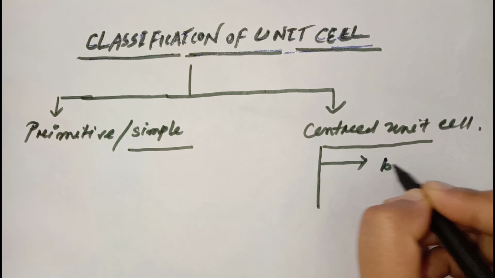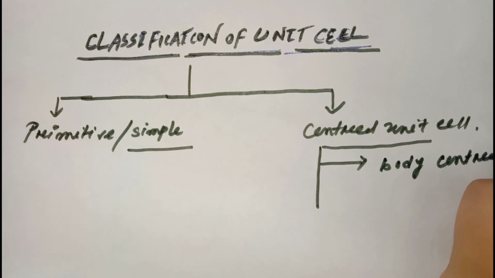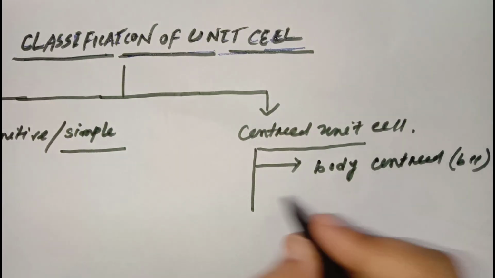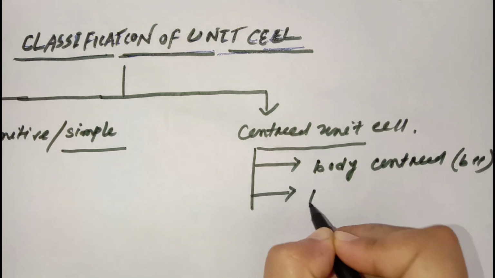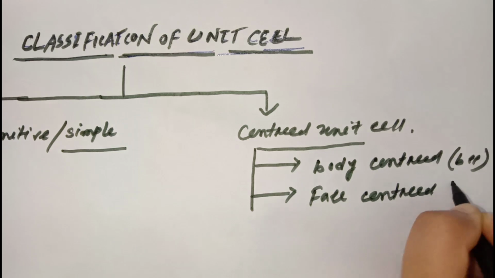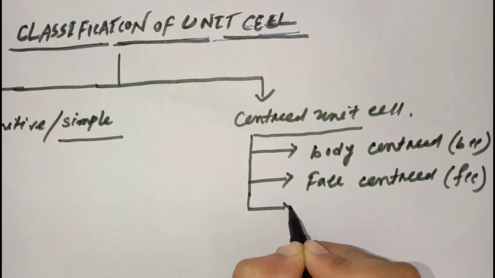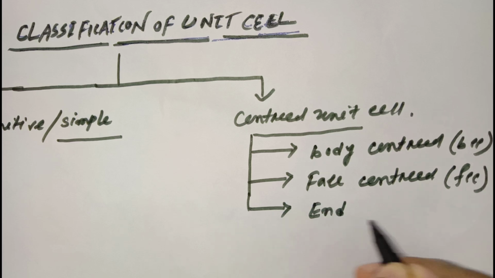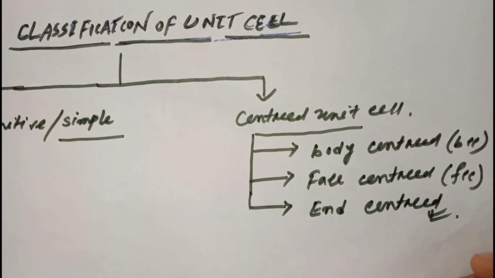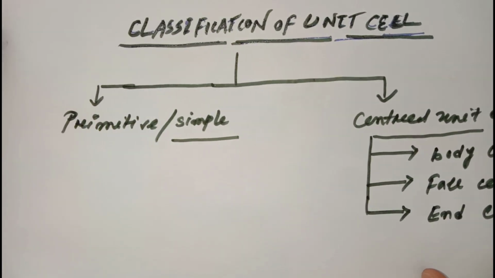First one is the body centered or known as BCC. Second one is the face centered or FCC, and last one is the end centered unit cell. Okay, so now see what is primitive or simple unit cell.